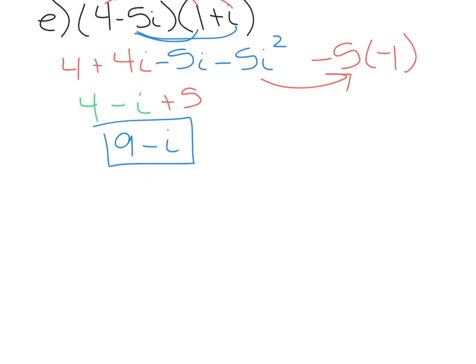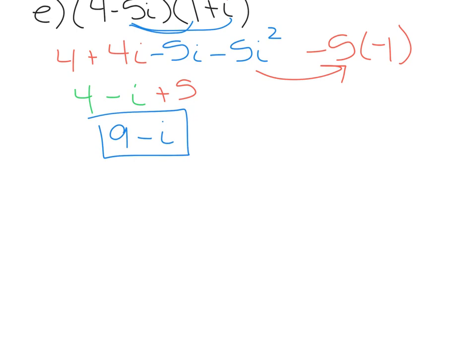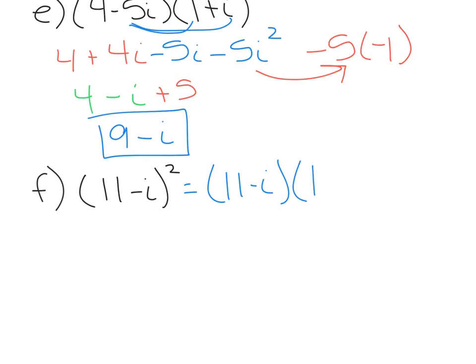All right, one more in this example, that's letter F. Letter F says 11 minus i squared. So you have to recognize and remember that this exponent is not going to distribute in. Exponents do not distribute over plus and minus signs. Instead, this exponent means there are two of this binomial being multiplied together. This is 11 minus i times 11 minus i. And then we're going to use double distribute to simplify that.